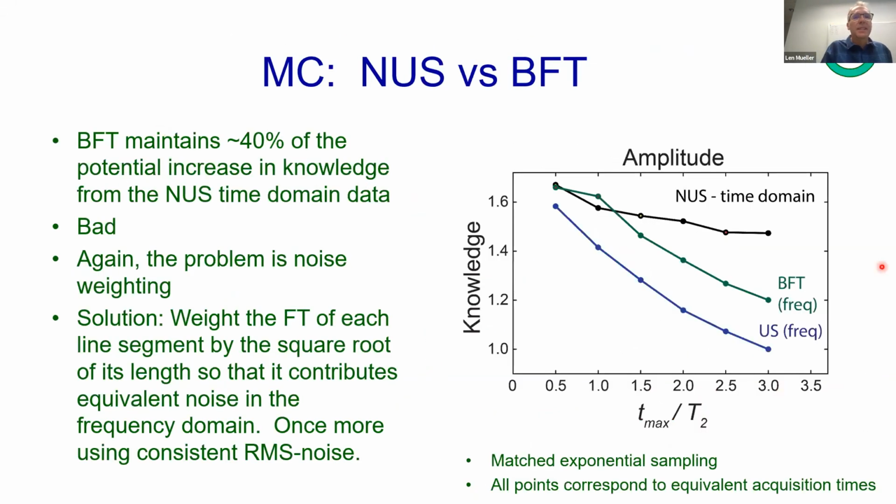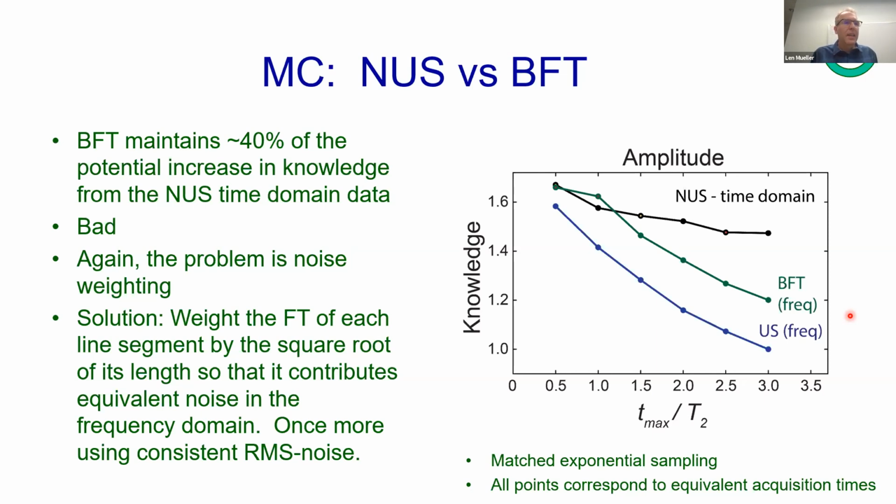And again, it's a disappointment. In this case, an even bigger disappointment. The block Fourier transform only maintains about 40% of the potential increase in knowledge from NUS in the time domain. So yeah, it's just doing badly. And again, the problem is the weighting of the noise in the time domain signal before the transformation.